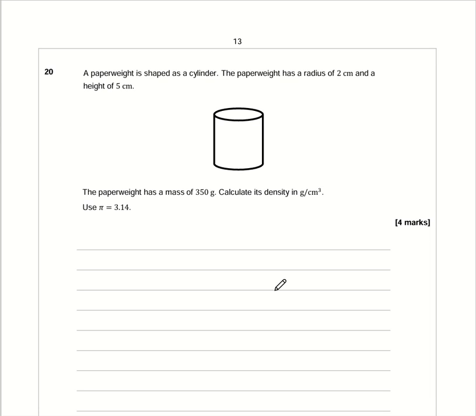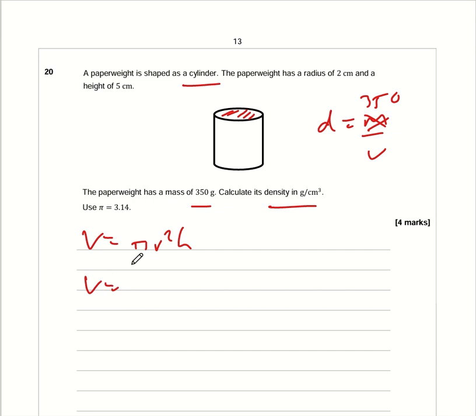Question number 20. We want to calculate the density, so we need to remember straight away density is the mass divided by the volume, and we know the mass is 350. We just need to work out the volume. Now what is the formula for the volume of a cylinder? The volume is pi r squared h. It's the area of a face multiplied by its height, and the face of a cylinder is a circle, and the formula for the area of a circle is pi r squared. So the volume is pi, which we've been told is 3.14, multiplied by the radius, which is 2, so times 2 times 2 times the height of 5.